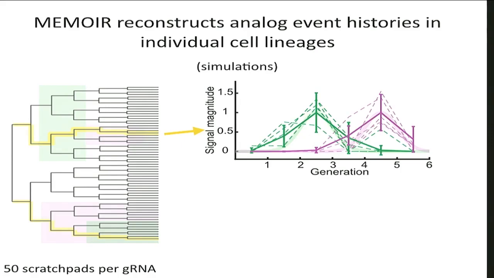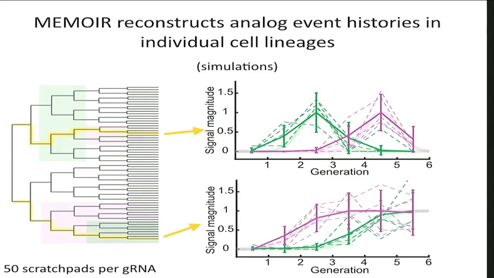The correct behavior, the analog behavior in terms of the intensity of signaling you expect, is that transparent green and transparent purple signal. And you see when we reconstruct these things in the simulations, we get pretty close to what the real signal was. Okay, and we can do that also. Here's another lineage, and you can see you can reconstruct a different temporal sequence of signals. So we think this can give us temporal dynamics, analog dynamics over time in each lineage.